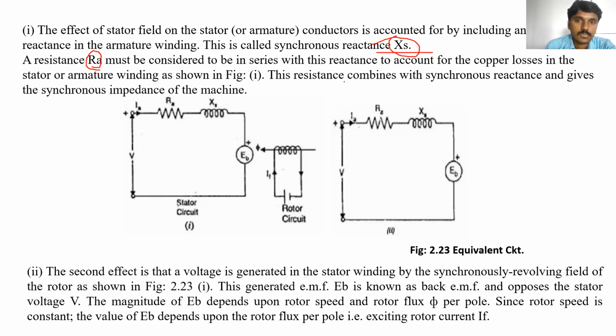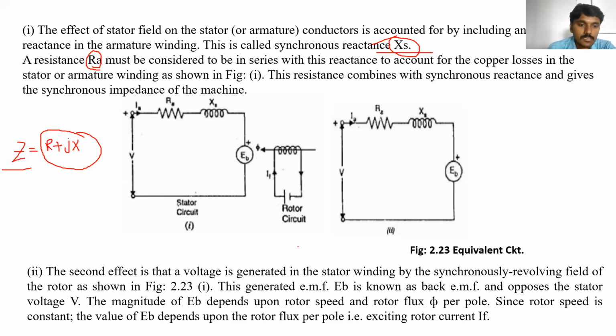Next, this resistance combines with the synchronous reactance and gives the synchronous impedance of the machine. We can always say Z is equal to R plus jX. Resistance plus reactance gives the impedance. So here also, the armature resistance, that is the stator winding resistance, and the synchronous reactance are combined into the impedance of the machine.